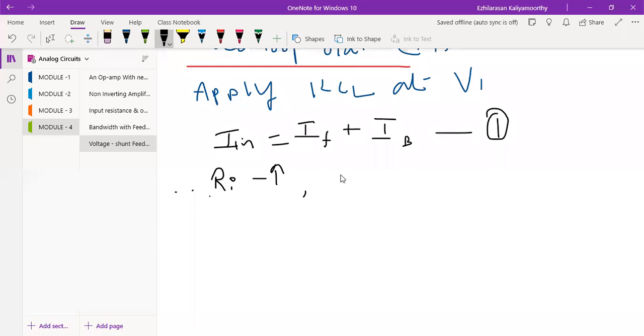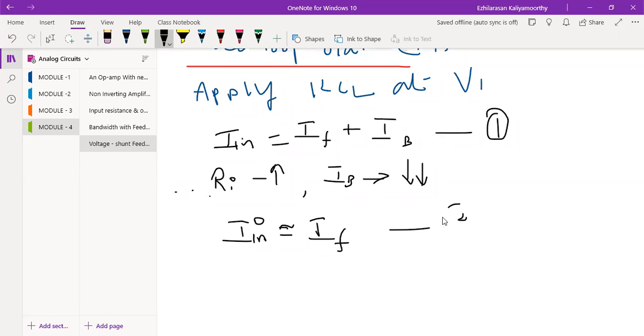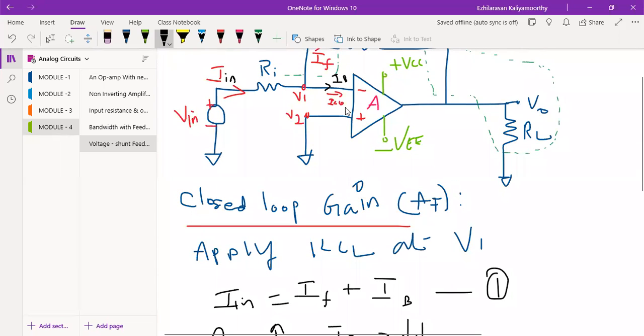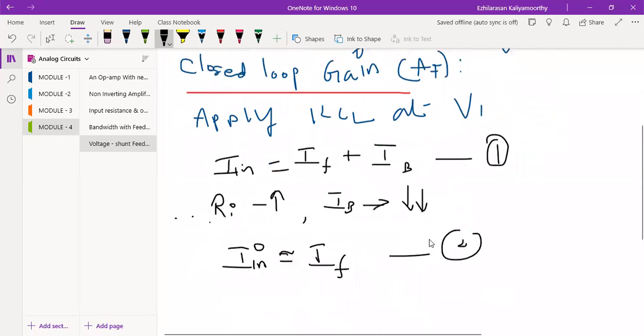Then what about the Ib? The Ib will be very, very small, so we can say that it will be neglected. So I may get In is approximately equal to IF. That is what I said here, the current is equal to 0, and that is the reason.